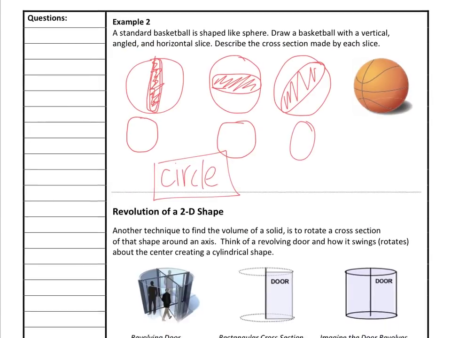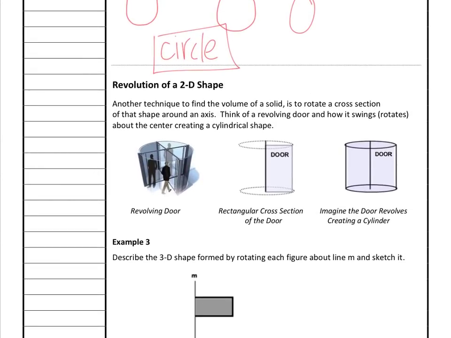Okay, so you're back with me. We're looking now at revolving a 2D shape to make a 3D shape. So it says another technique to find the volume of a solid is to rotate a cross-section, which we just learned about, around an axis, being like a line of some sort. Think about a revolving door and how it swings or rotates around the center, creating a cylindrical shape. So you start with a door, and it rotates, goes around and around and around on the top and the bottom, creating a cylinder.